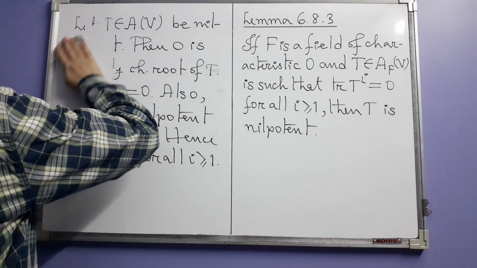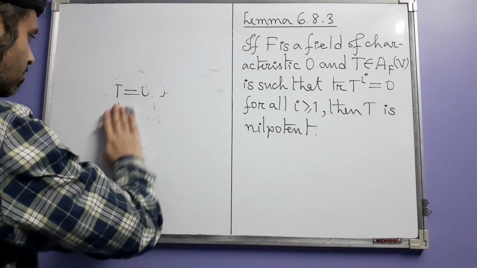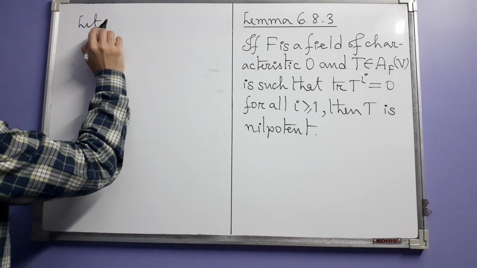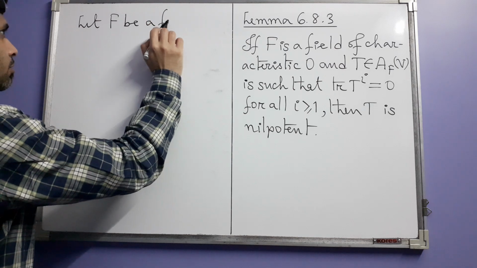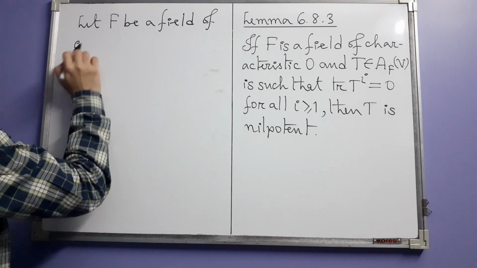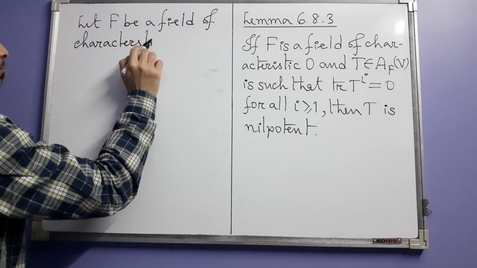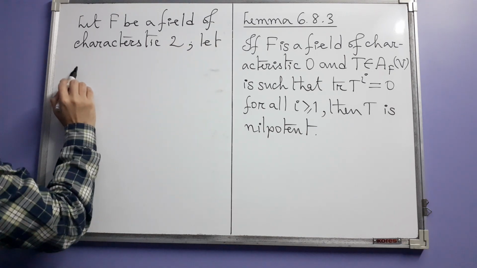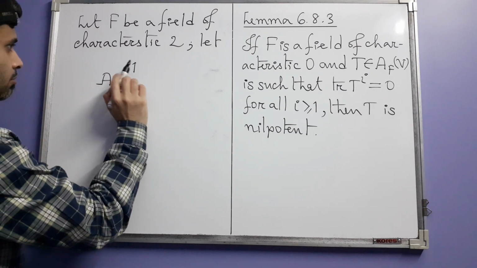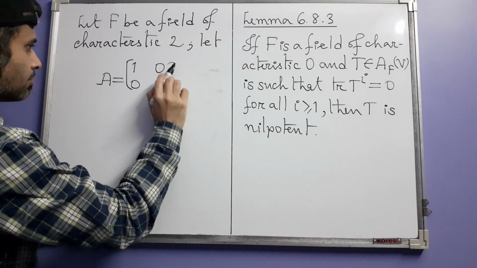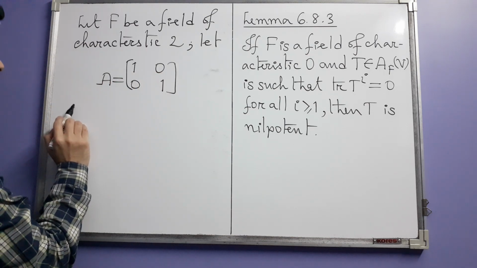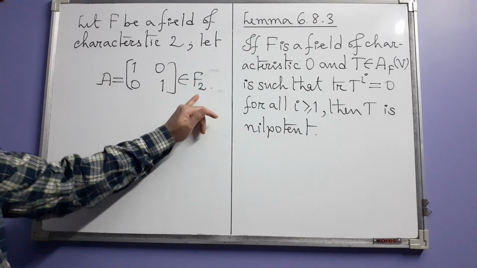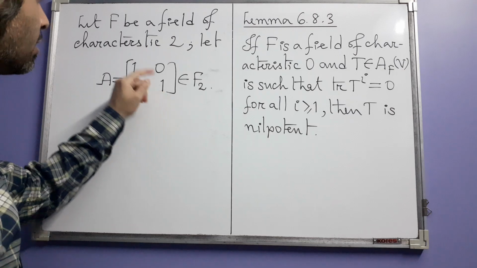You think of this operator, or rather this matrix, a 2 by 2 matrix. Let F be a field of characteristic 2. Let A be this matrix, the 2 by 2 identity matrix. And let us also assume that it's an element of F2. So our 0 and 1, these entries are coming from this field.